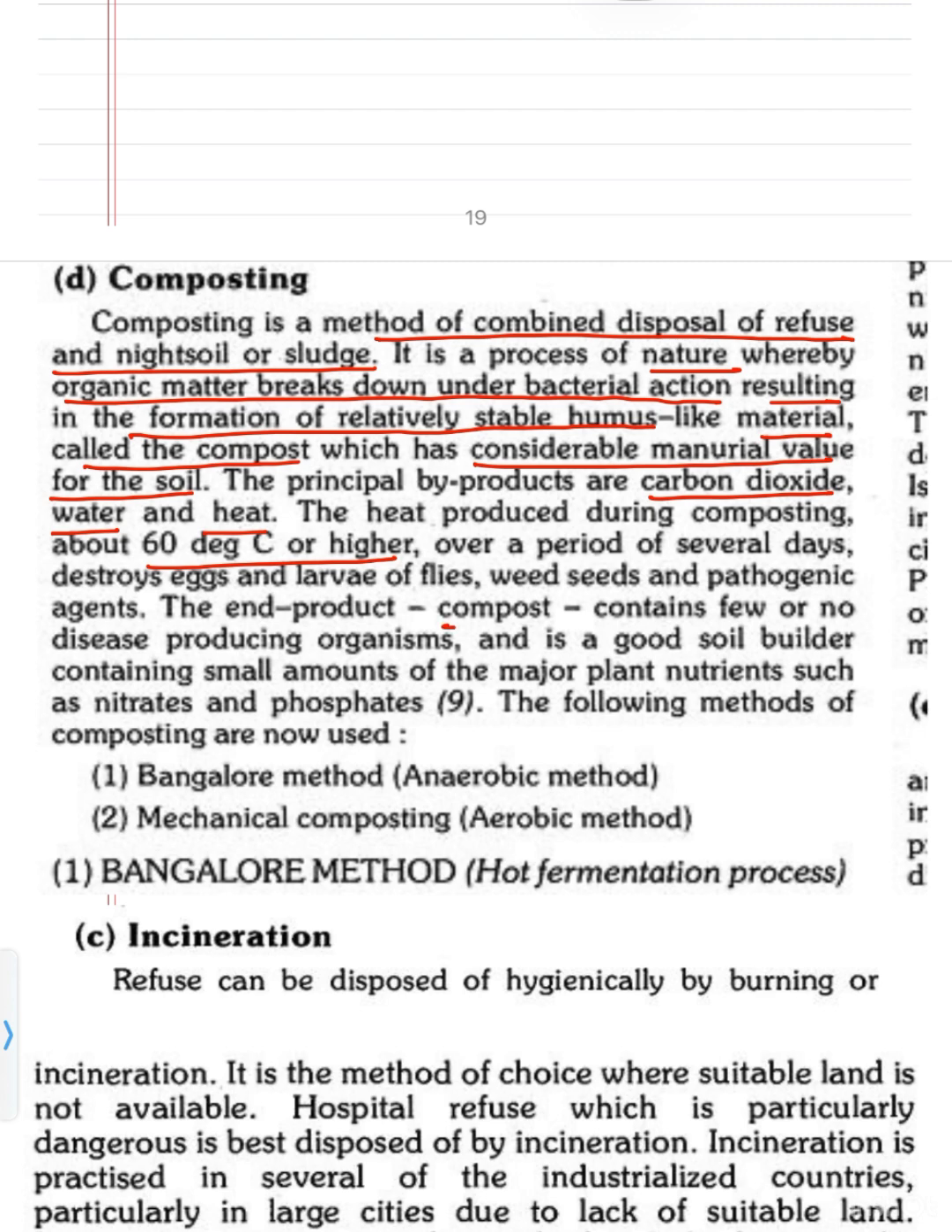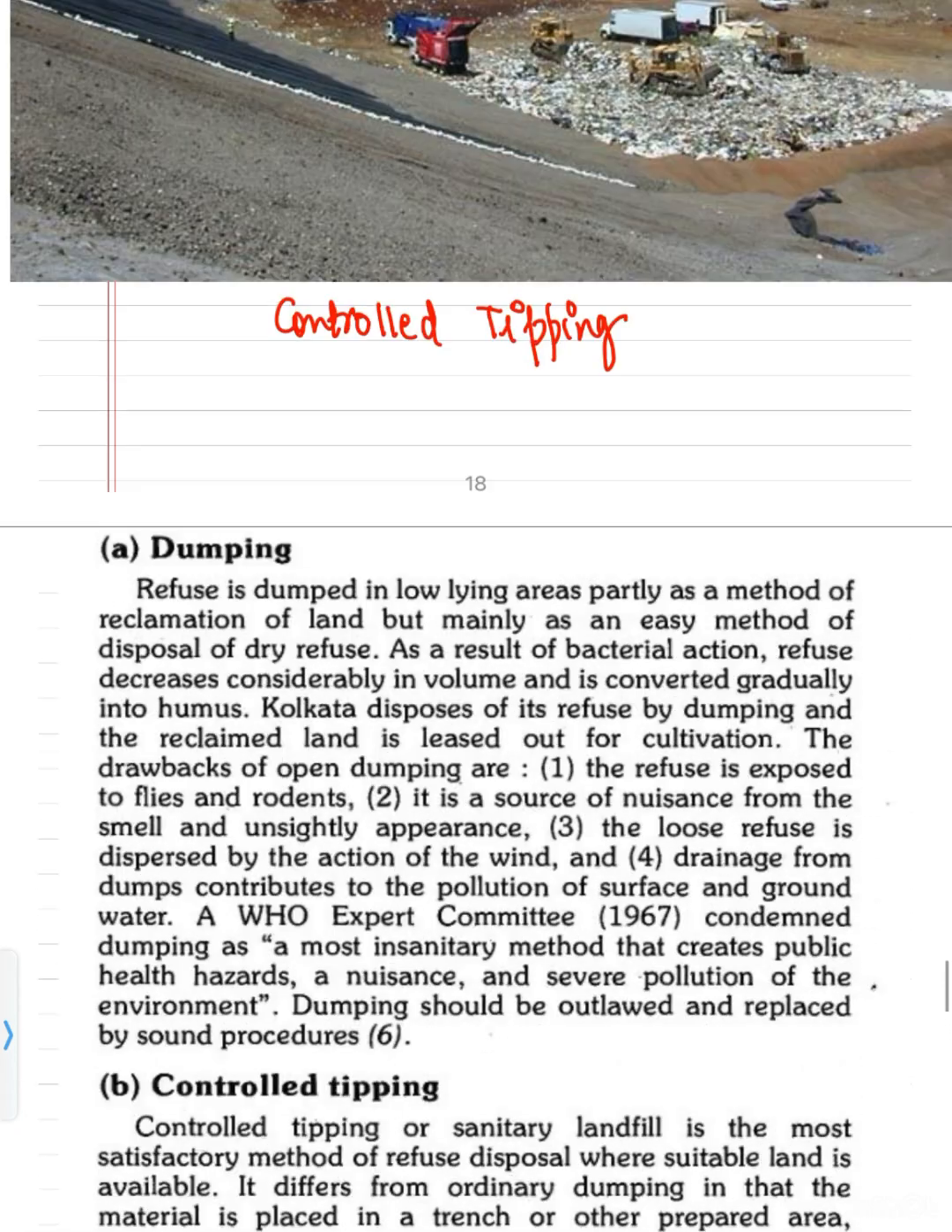The end product, compost, contains few or no disease-producing organisms and is a good soil builder, containing small amounts of major plant nutrients such as nitrate and phosphorus. There are 2 methods of composting. One is the Bangalore method, which is an anaerobic method, and second is mechanical composting, which is an aerobic method. So this was the option.